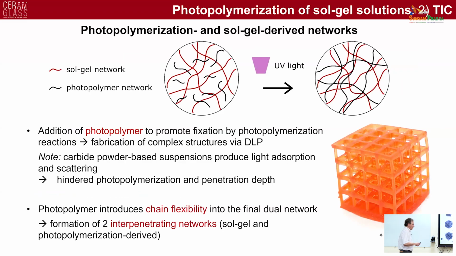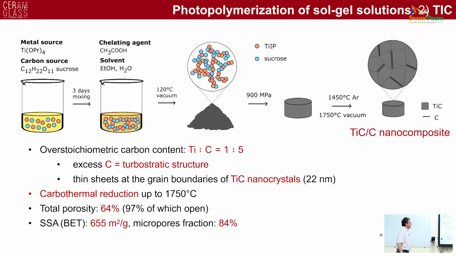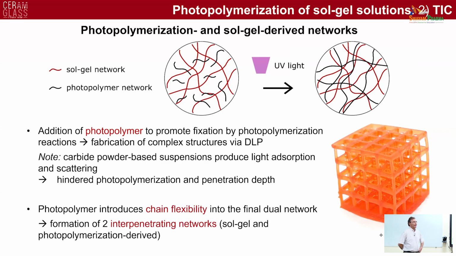So we started from this formulation, and we had to make it photocurable. In order to make it photocurable, we added a photopolymer. For instance, we added PEGDA, which is a suitable material for this. And again, we generated a sol gel network and a photopolymer network. And in this way, we were able to achieve the fabrication of structures with complex shapes.